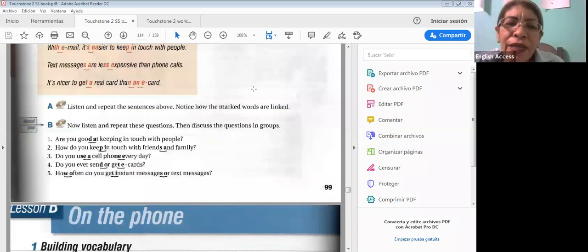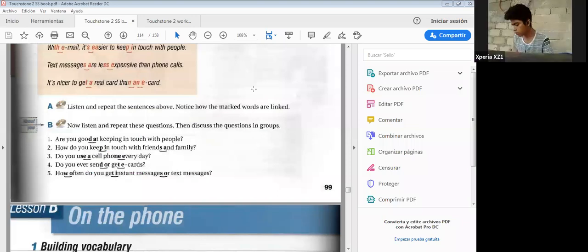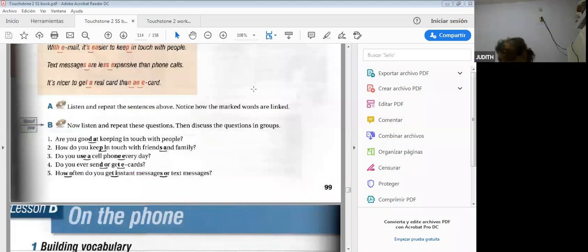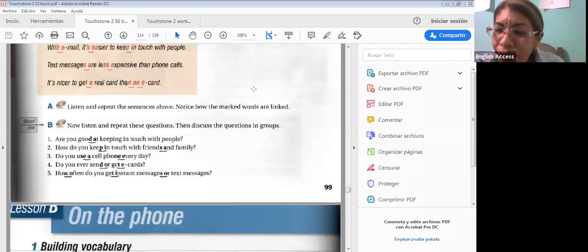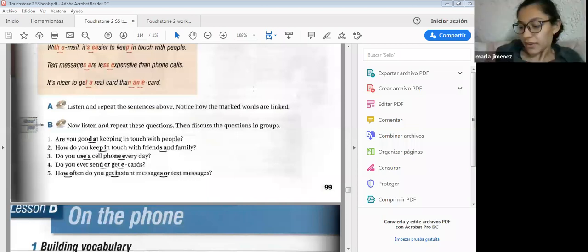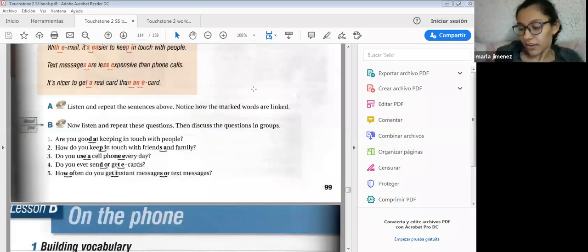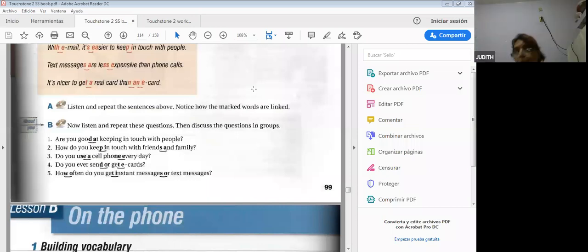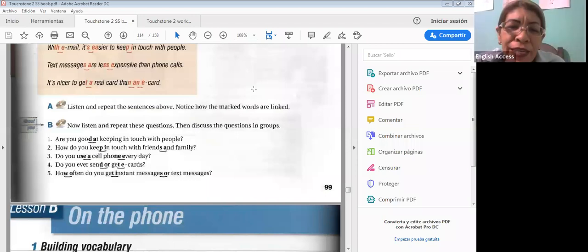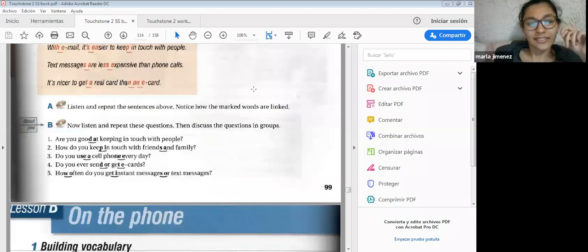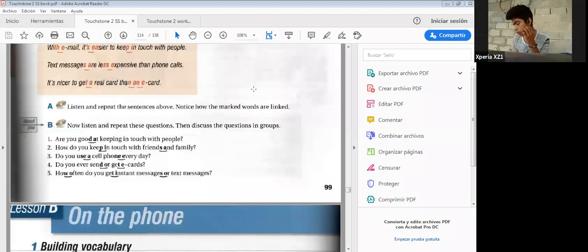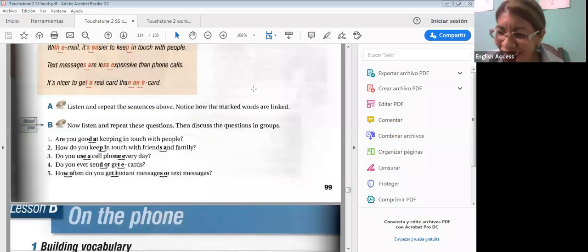Number 2, how do you keep in touch with friends and family? Number 3, do you use a cell phone every day? Excellent. Number 4, do you ever send or get e-cards? Yes. Number 5, how often do you get instant messages or text messages? Excellent.